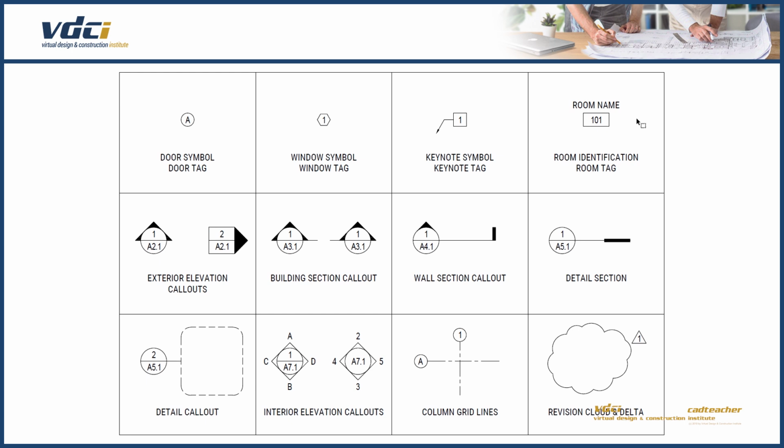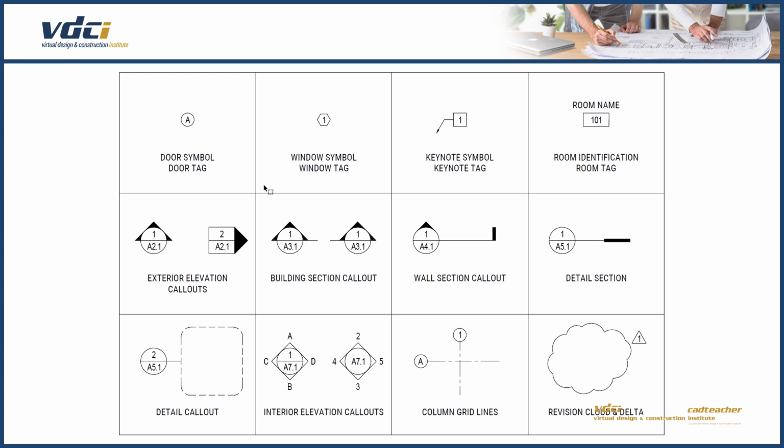Please note that we are using standard shapes for these elements: circles, hexagons, squares, and rectangles. These are typical for many projects, but depending on the designer or the CAD library used, these may be different shapes. You may see keynotes or window symbols as circles. To be safe, always check the symbol legends and schedules just to be sure.